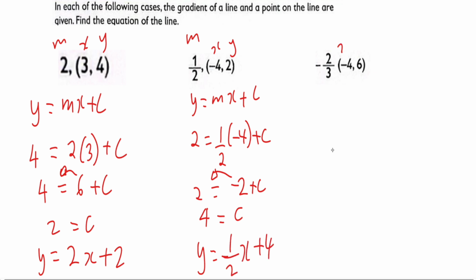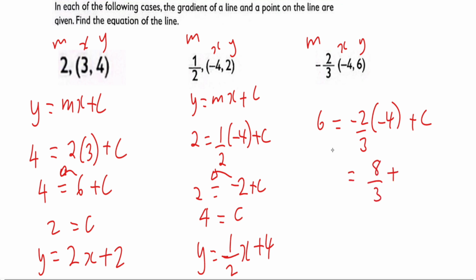Now the same thing with this. This is x, this is y, this is m. You can pause the video and do it by yourself. So again, 6 equal to -2/3 times x plus c. -2/3 times -4 is +8/3 plus c. Then put this one to the side. This one gives you 6 minus 8/3 equal to c. And 6 minus 8/3 I think is somewhere like 3 1/3 or 10/3. Let's say it's 10/3. So our c is therefore 10/3.